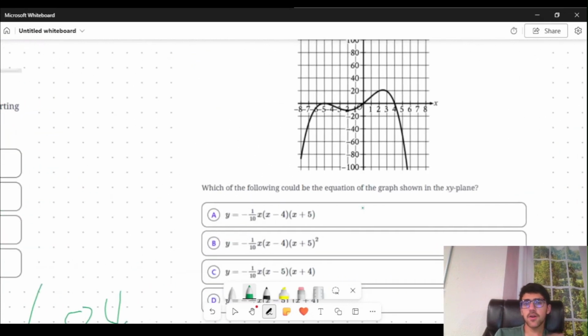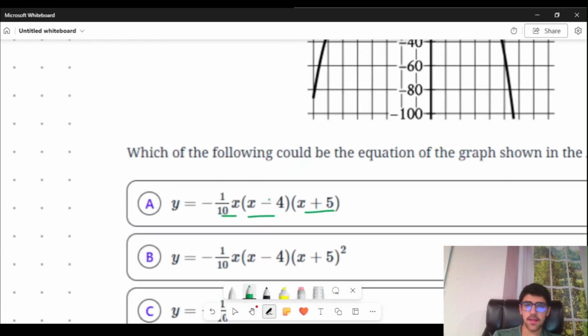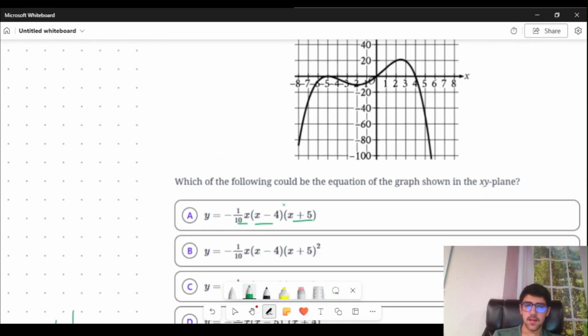This one tells us, which of the following could be the equation of the graph shown in the picture. So I see that this is not a quadratic, but it's in the factor form basically. It shows you all the roots. So this is one of the roots, this is the second root, this is a third root. So we know that if it's x minus 4, just to remind you guys, that means the root is at x equals 4. It's like the opposite. Negative becomes positive, positive becomes negative, for quadratics and for polynomials.